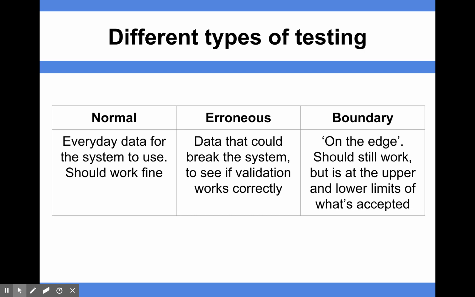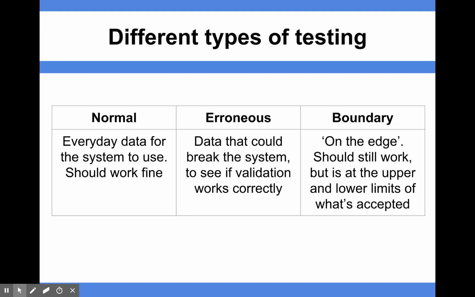Erroneous data, on the other hand, is data that's designed to break the system, and it's to see whether the validation that you've implemented into your program works correctly. So if you've put a range check in, which is seeing whether a user has entered a number between 1 and 10, and your erroneous data is the number 13, obviously that's going to try and break the system, and it's going to see whether it can handle it or not. It's designed to flag up and highlight the flaws in any program, because no program should crash when it's finished. They should be indestructible.